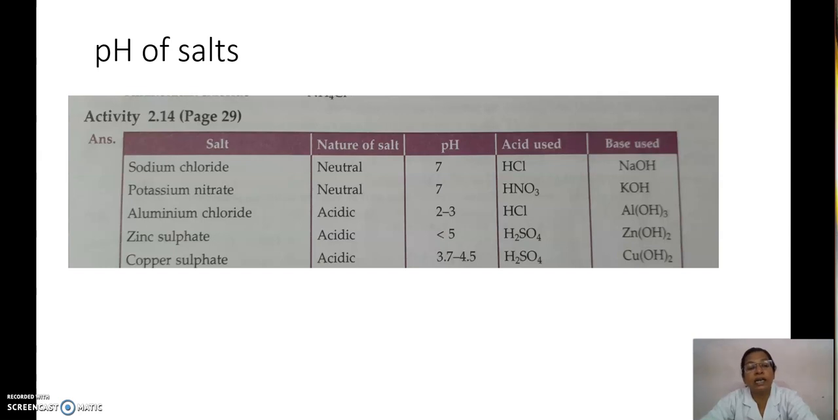So these are the three types of salt formed. There will be neutral salt, acidic salt, and there will be basic salt. Basic salt example I have written on the next page.